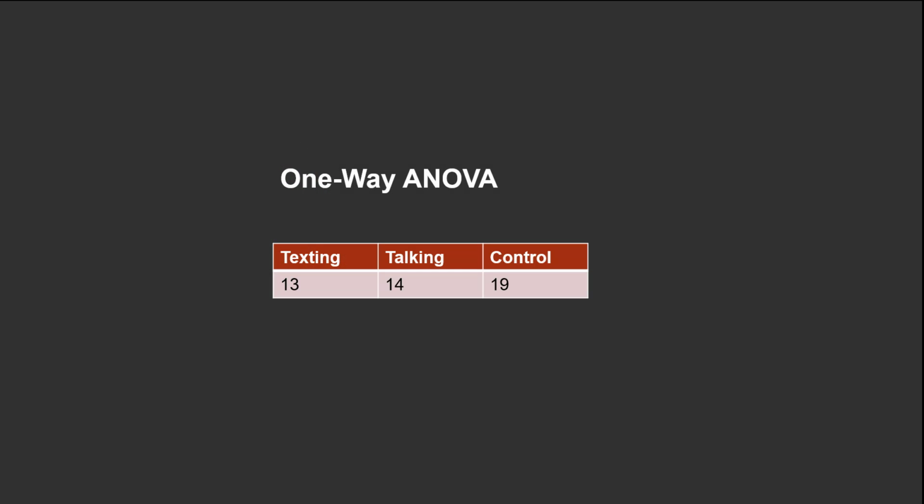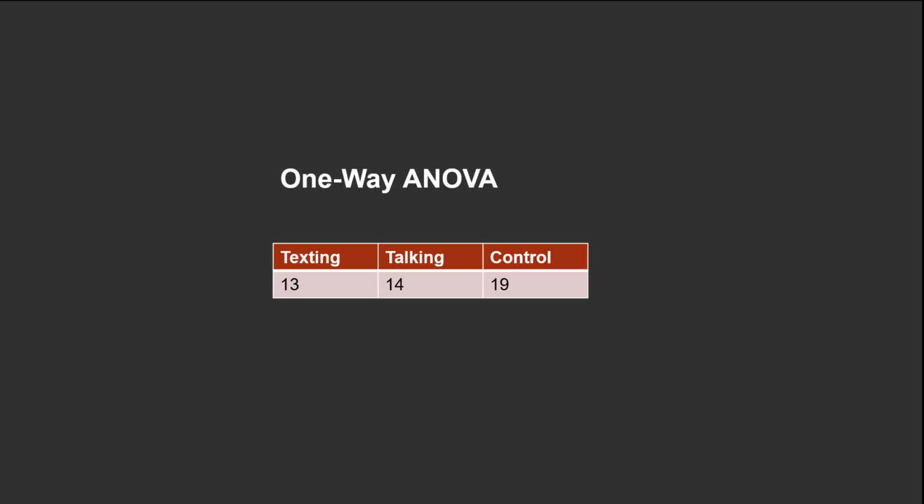Factorial ANOVA is similar to one-way ANOVA in many ways. As you'll recall, in one-way ANOVA we have a single variable called a factor. The factor can take on several values, which in an ANOVA are called levels. In this example, we have 3 levels of distraction: texting on a smartphone, talking on the phone, or no phone, which I'm calling the control group.